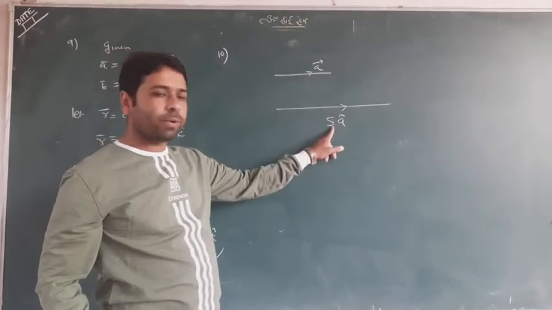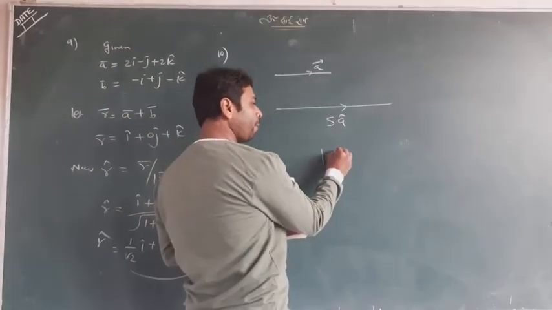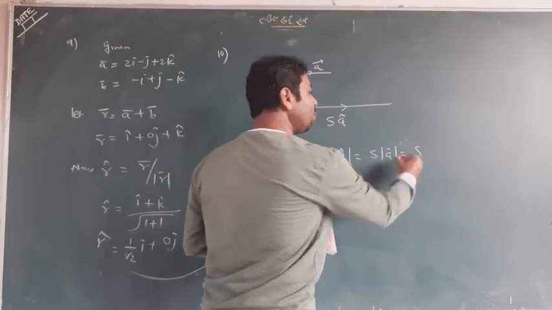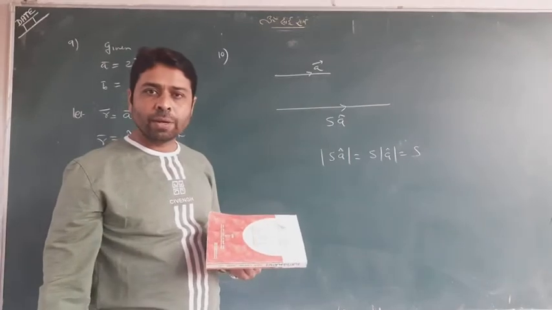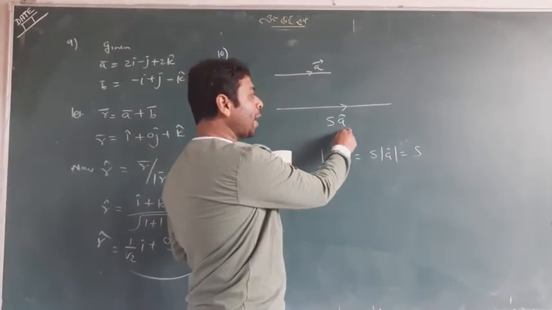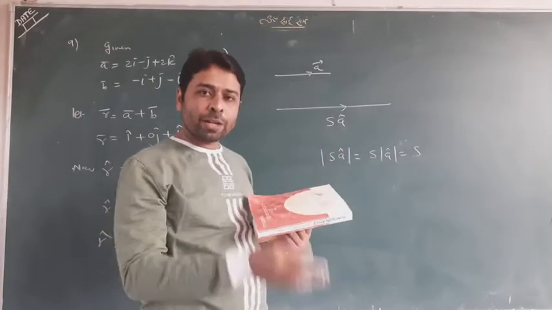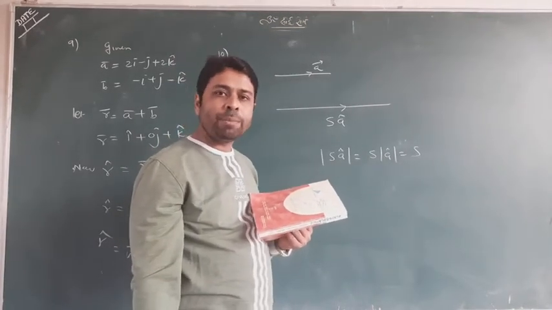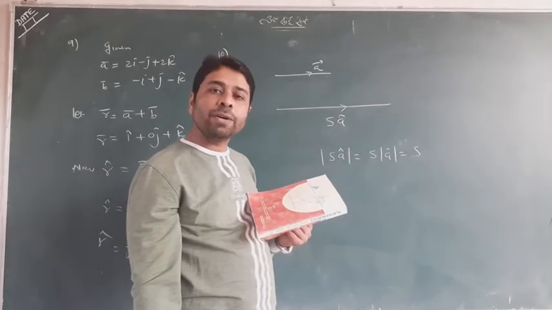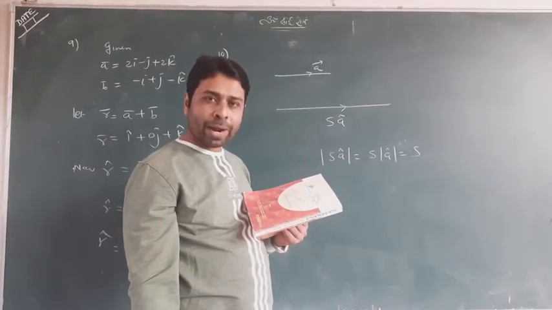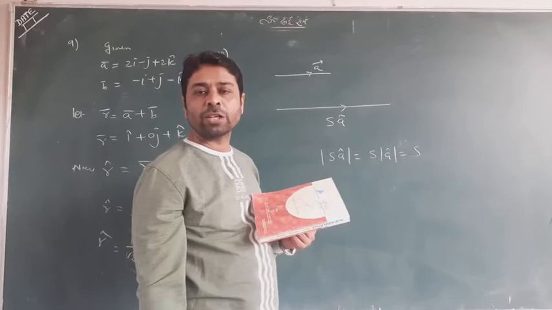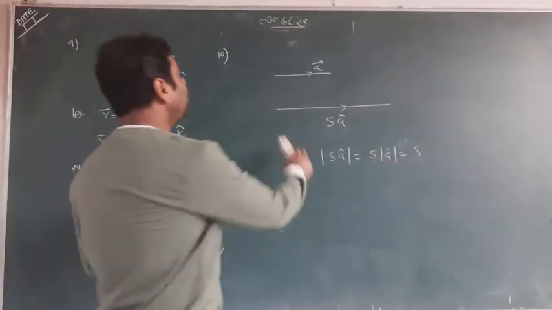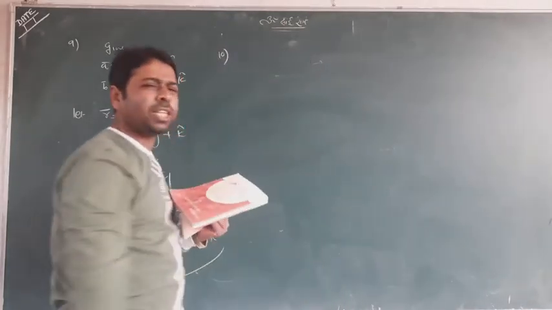You can conclude by yourself. Its mod is 5. When you find its mod, it is 5 because A cap has a mod of 1. So the answer is 5. And what is the direction of 5A cap? It is the same as A, because the direction of A cap is the same. So whenever the mod is given and you want to find the vector in the direction of any vector, the answer is 5A cap. Same as question number 10. So easy now for you guys.